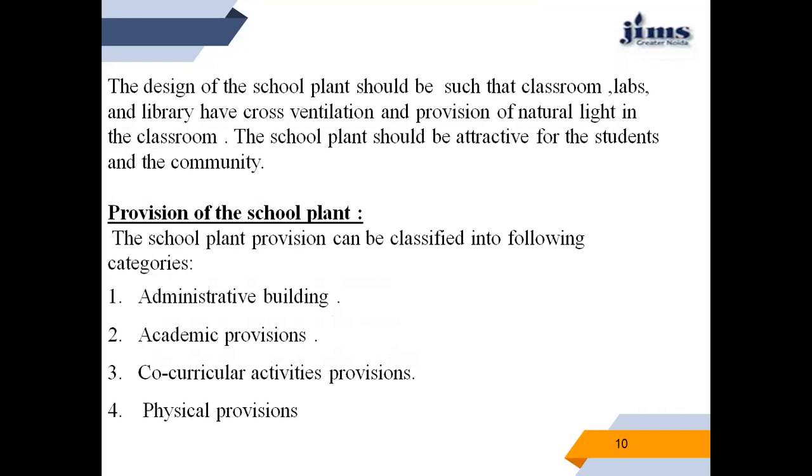The provision of the school plant can be classified into the following categories. There are 4 categories in the school plant. Number 1, the administrative building. Then we have the academic provisions, co-curricular activities provisions, and the physical provisions.